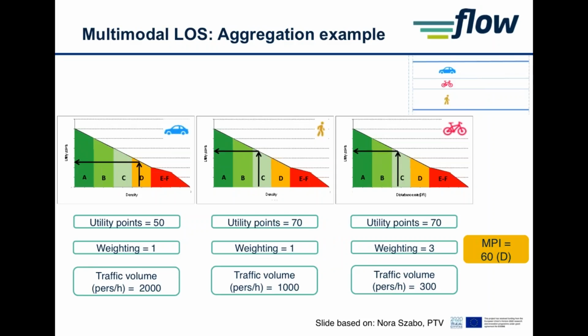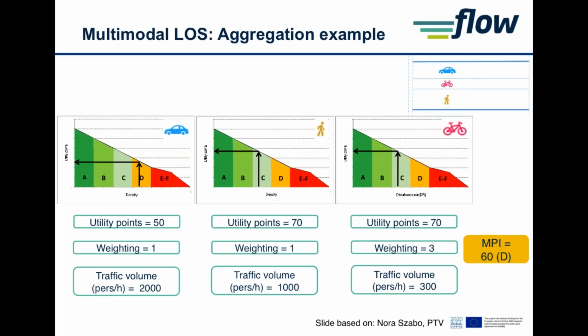And here on this slide, I try to give you an example how this aggregation procedure works, and we have another example in our e-learning course as a task, which provides more slides and more explanations. So we have a level of service for the car driver, for the pedestrians, and for the cyclists. In this hypothetical example, that would be LOS D for the car, C for the pedestrian, and again C for the bicycles, leading to 50, 70, and 70 utility points.